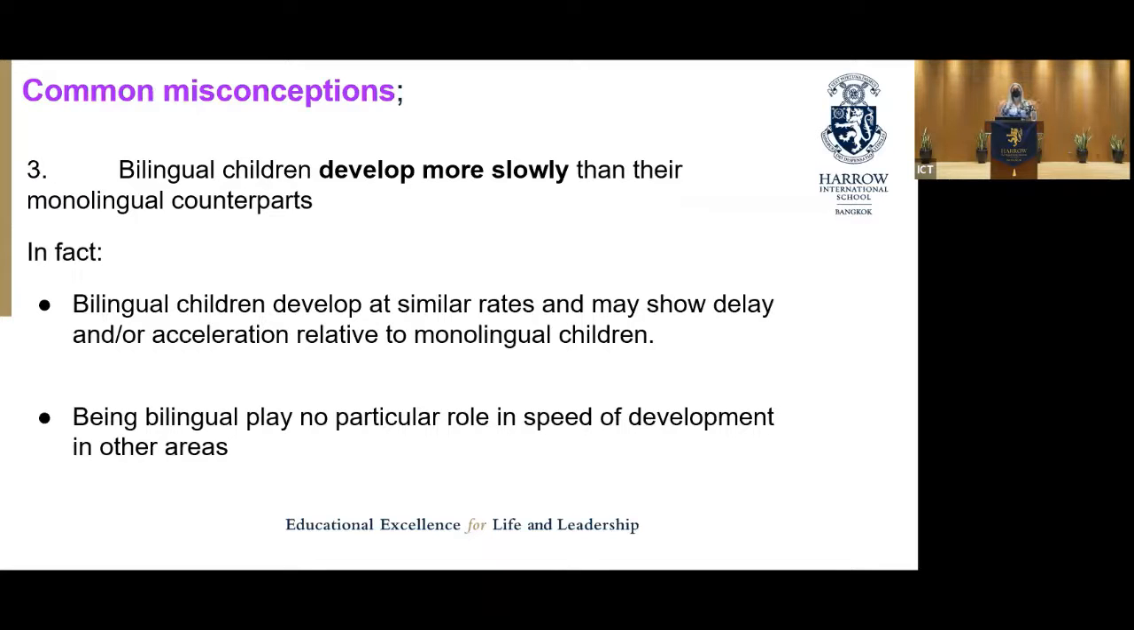Again, this I think goes back to the misconception that the brain has a capacity, and that if you have two languages, it's going to reach capacity. I know sometimes as adults, I certainly feel like my brain sometimes has capacity, and when it gets full, things fall out the side and they do just get missed.